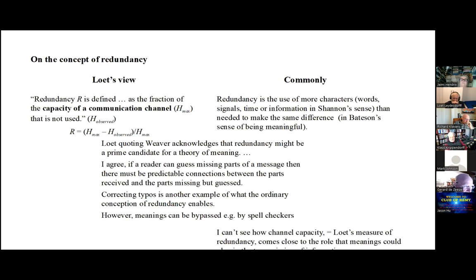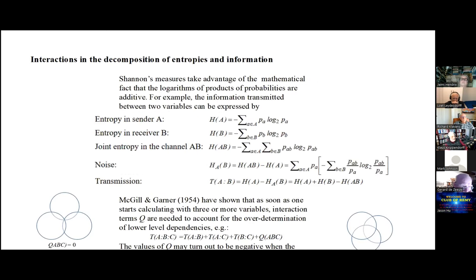So, and then I would say the channel capacity is not a measure of redundancy. The redundancy comes close to the role of meaning, but it could not be the same thing. I think there is something missing. And I would like to know at some point what he thinks.